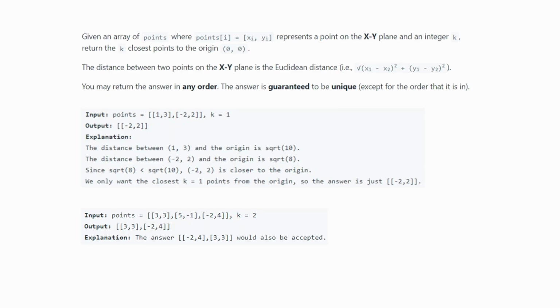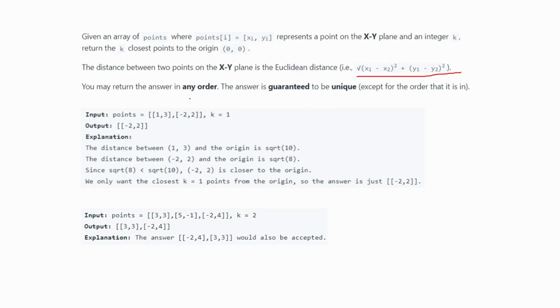As all of us know, in order to find the distance between two points on the xy plane, we use the Euclidean distance. That means the square of the difference between the abscissas of 2 points plus the square of the difference between the ordinates of 2 points, and the square root of it. So we'll be using this formula to find the distance of each point from the origin. Since the origin has abscissa and ordinate of 0, 0, we can neglect this x2 and y2. That means in our case this distance will be x1 square plus y1 square, and its square root.